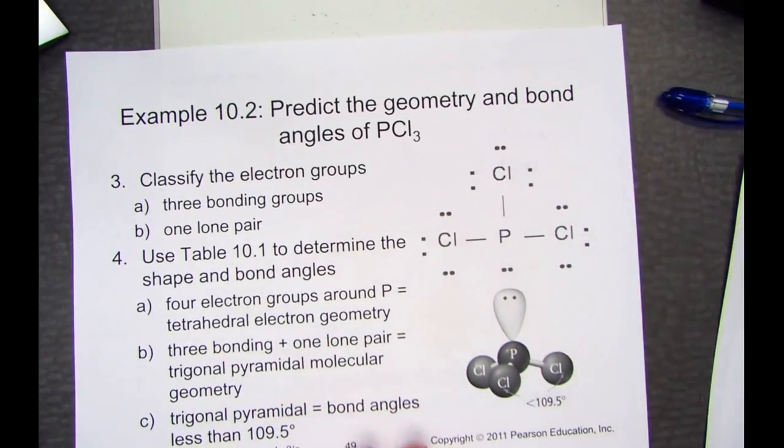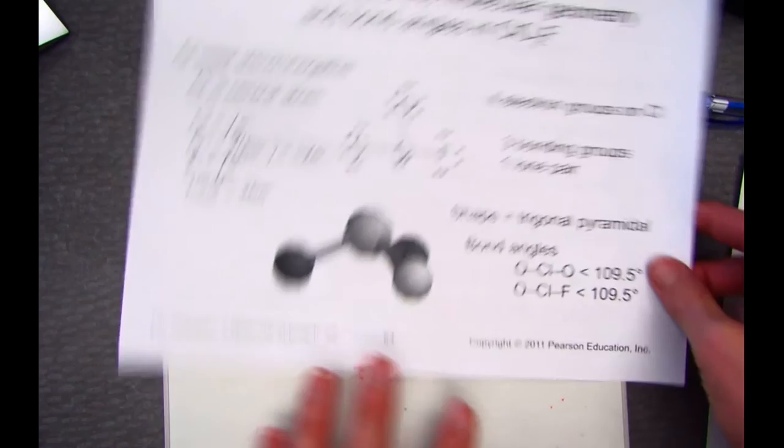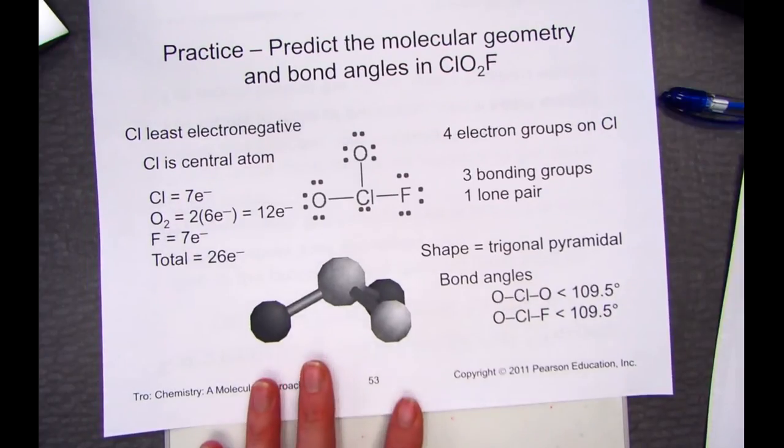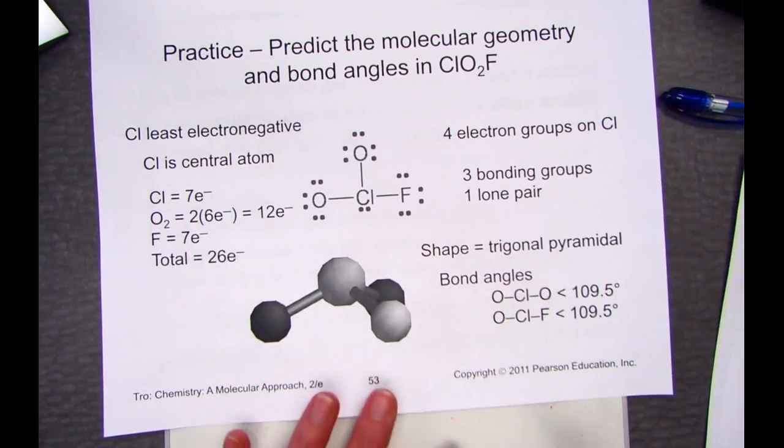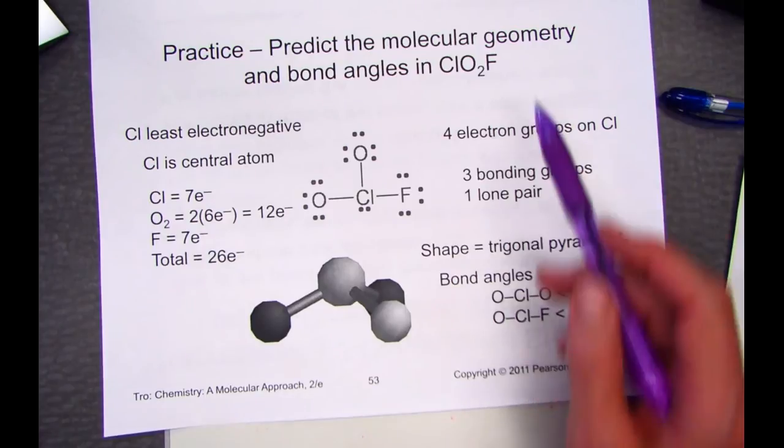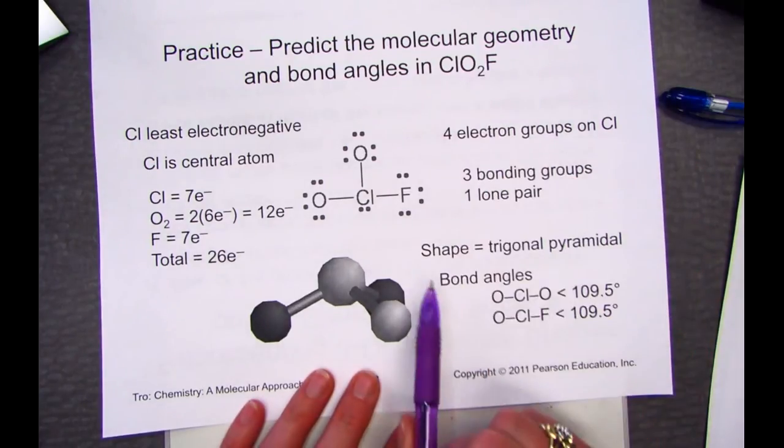Predict the geometry and bond angles of PCl3. I think we did this slide, darn it, 49, 50, I went backwards, my bad. Let's go forward. Predict the molecular geometry in ClO2F. O2F, ClO2F. Must be a long day.